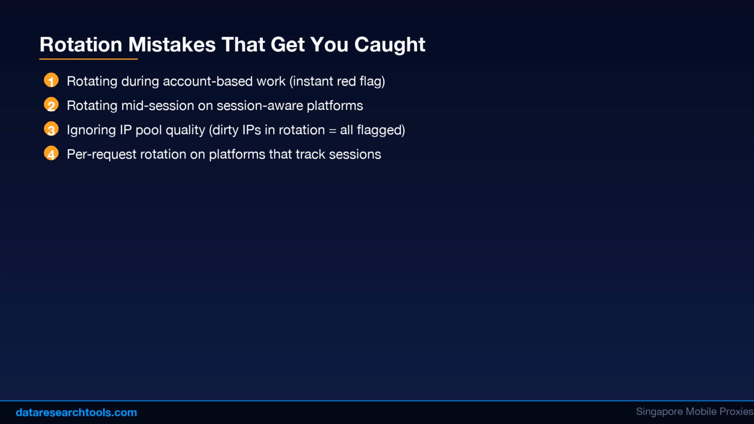Match request headers and user agent to the IP type. A mobile IP should use a mobile user agent. Monitor response codes. 429 means rate limited, 403 means blocked. Those signal you need slower rotation or a larger pool. Randomize request timing to avoid mechanical patterns.